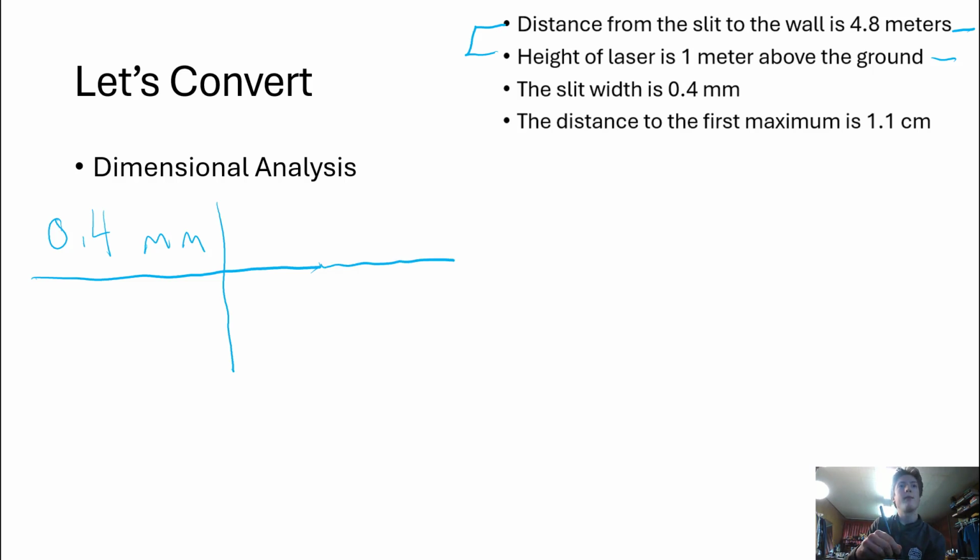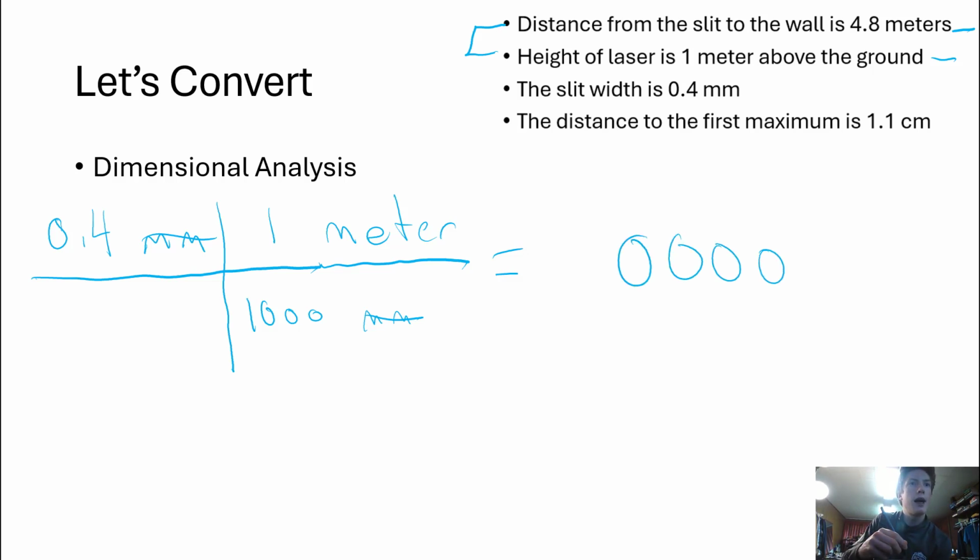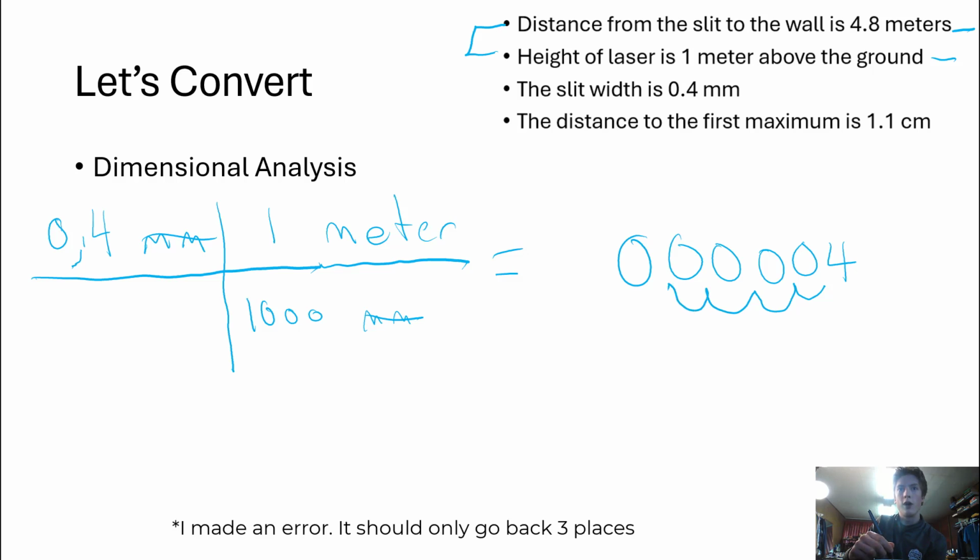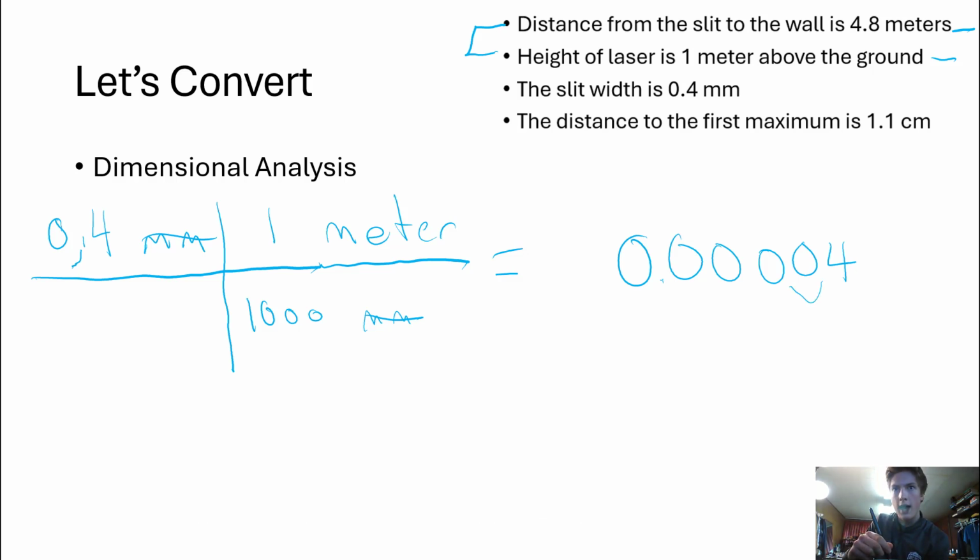Basically, we say how many millimeters are in 1 meter. And I think it's 1,000 millimeters in 1 meter. So we can put 1 meter up here. The millimeters here will cancel out the millimeters here. The decimal point will go back quite a few places. Originally the point was right here, so we'll go back 1, 2, 3, 4. That means it's going to be 0.0004 meters, with 4 zeros.